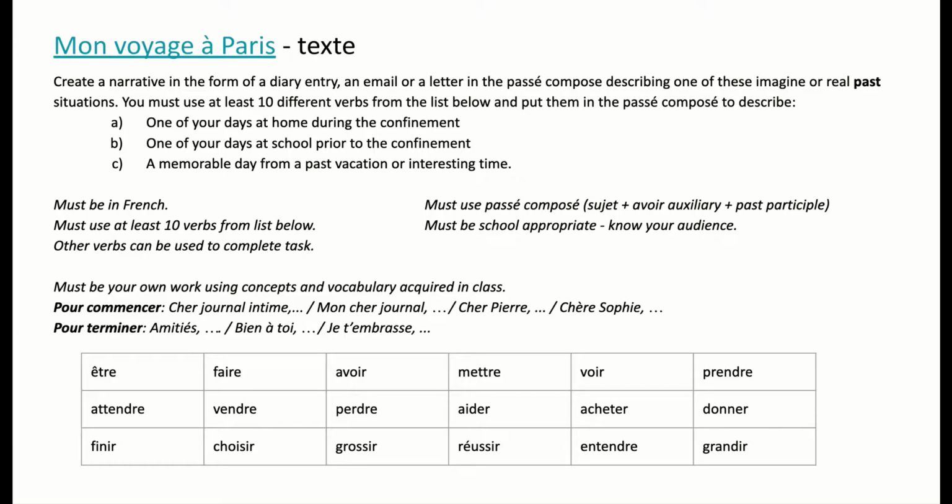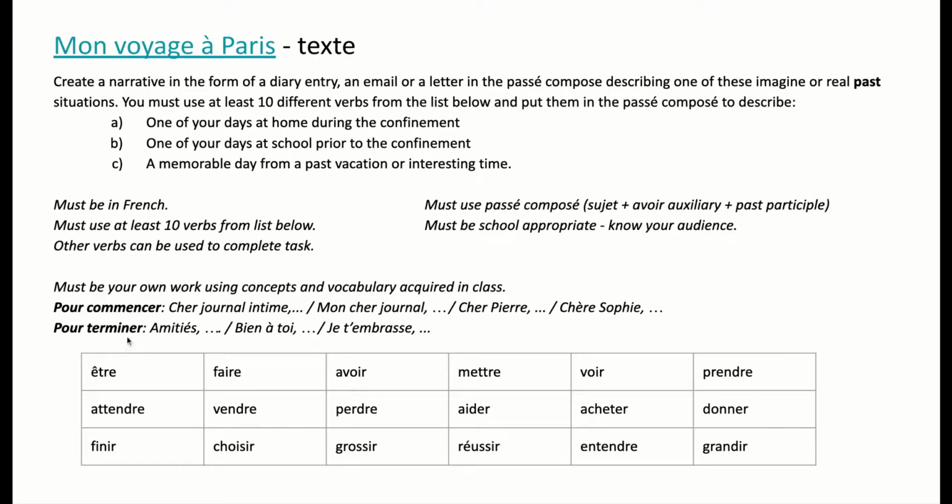So, in order to start your writing, if you're doing a diary, you could write Cher journal intime, Dear Diary, or you could do Mon cher journal, My Dear Diary. So, either one of those, if you're doing a diary entry. If you're writing a letter or writing an email, you want to start out with Cher, which means dear. Notice how you add an extra accent and an E when the person you're writing to is a girl. So I need to see one of those to start out your writing.